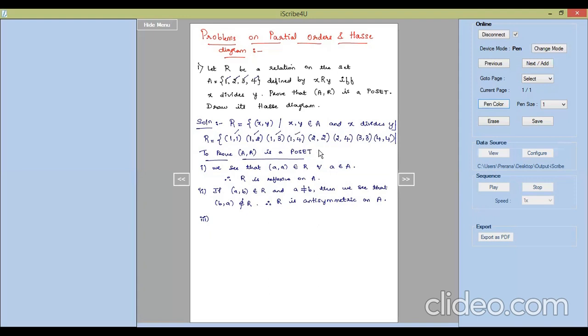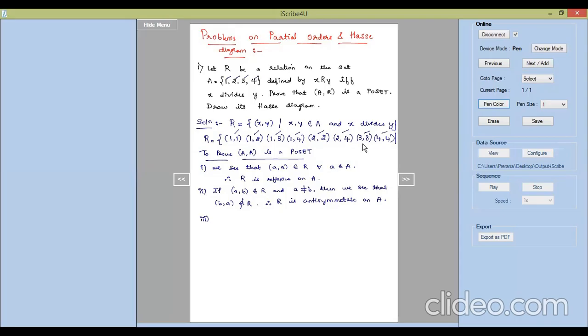Then we have 2, 2. This is ending with 2. Starting with 2 I have to look into. So 2, 2 and 2, 4 belongs to R, which gives me 2, 4, which is existing. So 2, 2 work is over. Then we have 2, 4 and 4, 4. 2, 4 and 4, 4 gives us 2, 4. 2, 4 is existing and hence 2, 4 work is done. 3, 3. This is ending with 3. There is no other element other than this starting with 3. So 3, 3 work is done and similarly 4, 4 work is done.